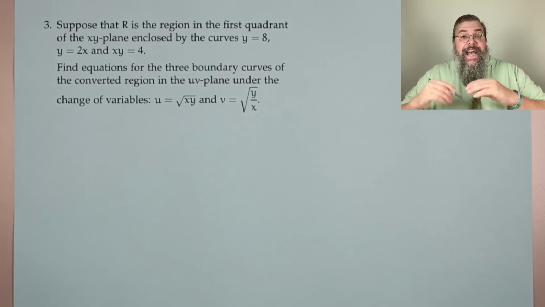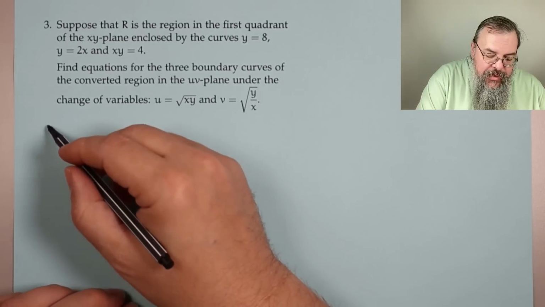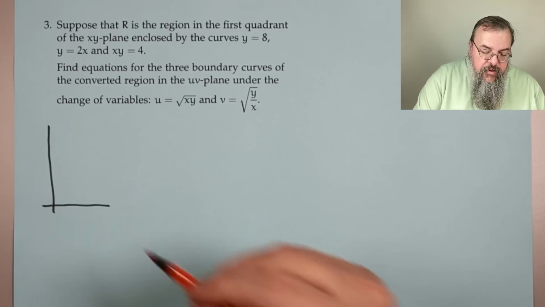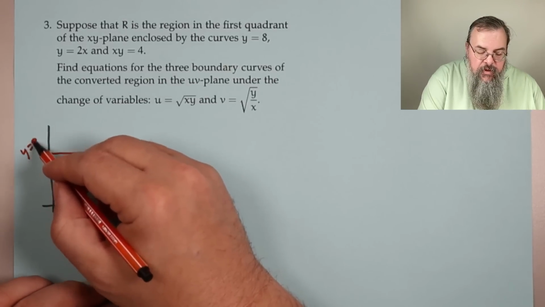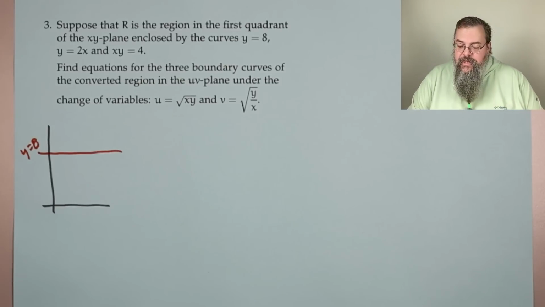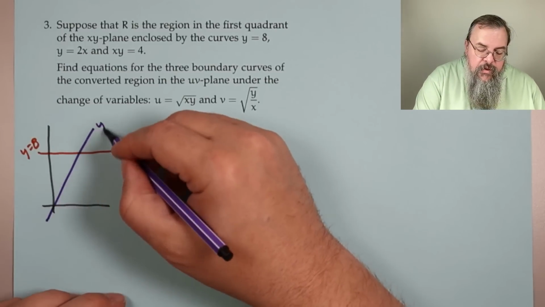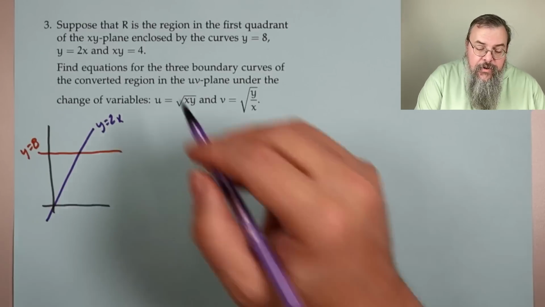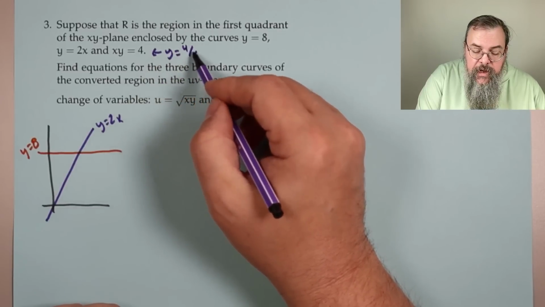All right. Now, we actually don't have to draw anything, but just for sanity, I'm going to go ahead and do a quick sketch. So we say, all right, we've got our curves. We have our y equals 8. So that's going to look something like this. And so I'll put y equals 8. We have y equals 2x. Now that's going to be a curve that's going up. And then we have xy equals 4. Now this is also the same as y equals 4 over x.